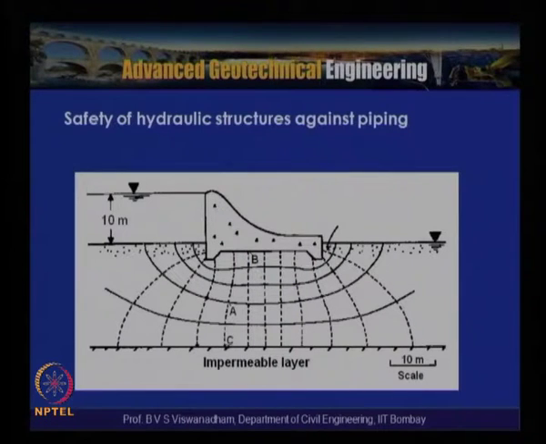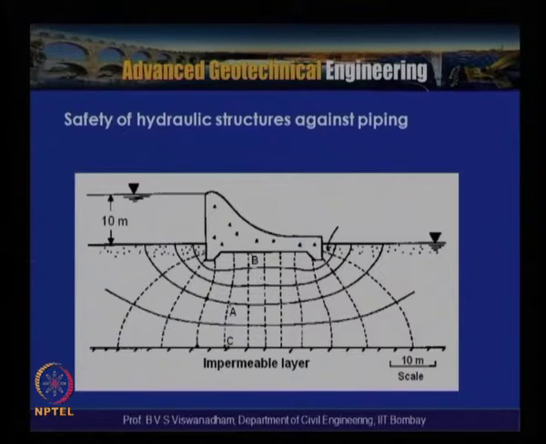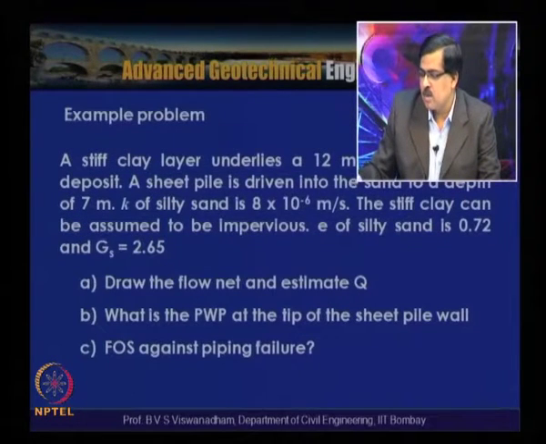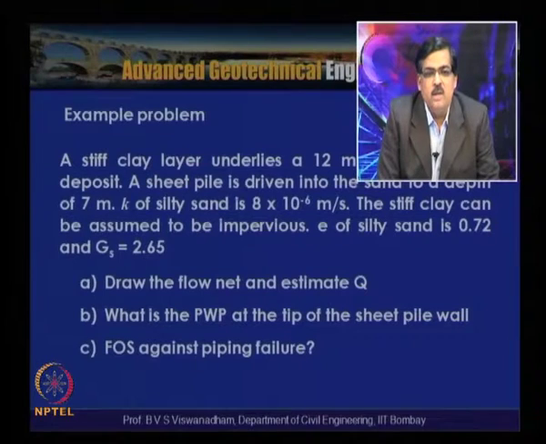So here, for the safety of hydraulic structures against piping, suppose initially a configuration is such that you do not have any cutoffs. If it is found unstable against piping, then there is a need for inclusion of cutoffs. So let us look into the example problem.